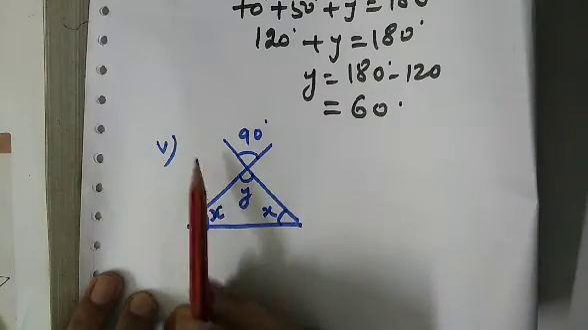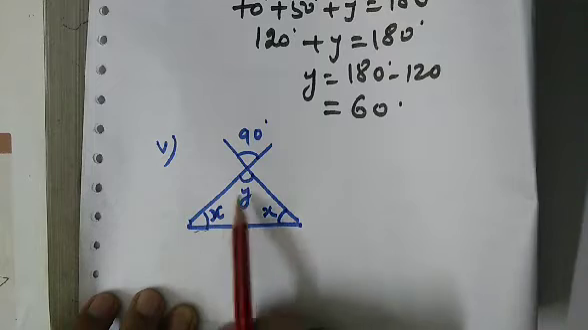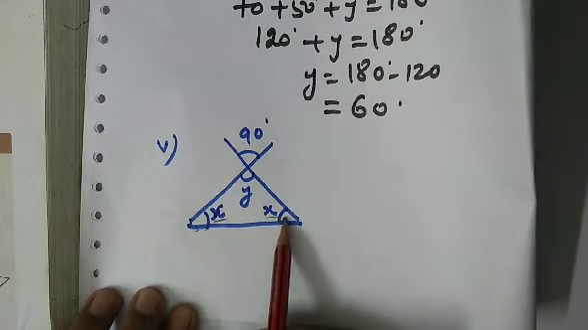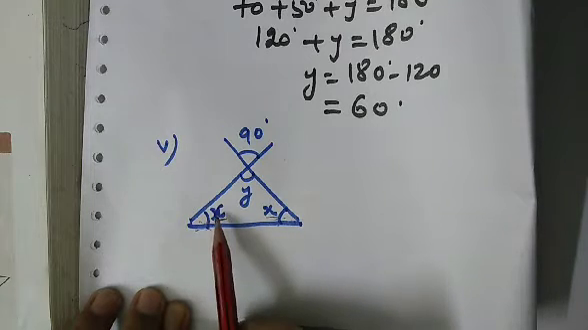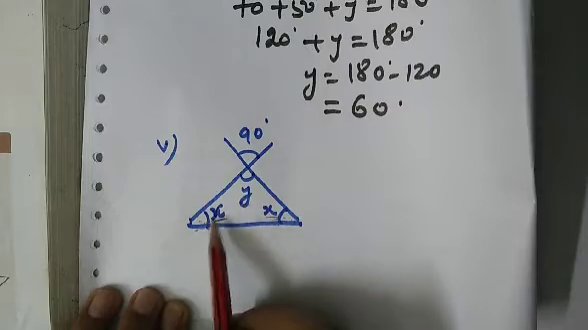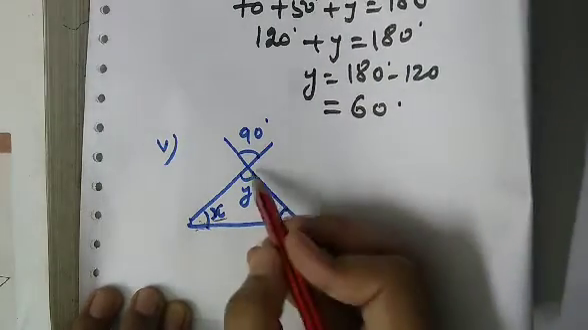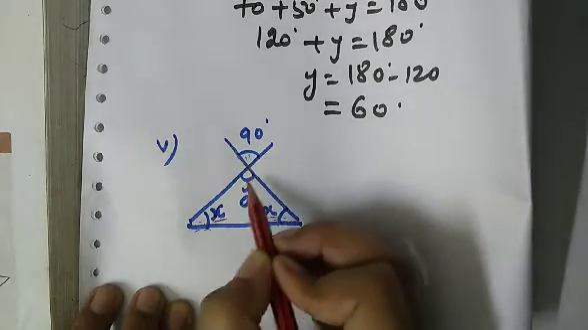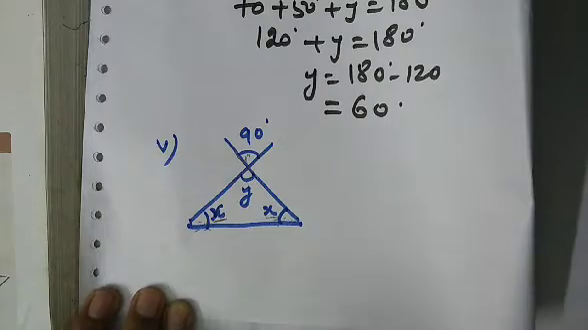Now next I am taking part 5th of question number 2. Here again you have to calculate x and y. This is x and this is x. It means these two angles are equal because they are represented by the same variable. Now I have to find x and y. In chapter number 5 we have learned if two lines intersect, then these two angles are always equal and they are known as vertically opposite angles.